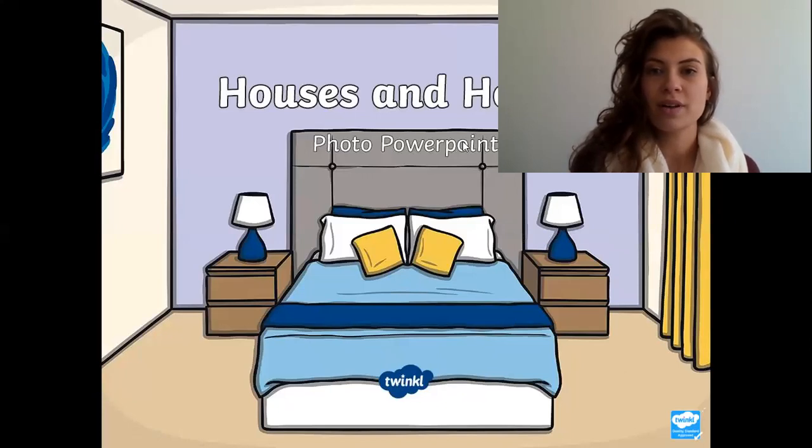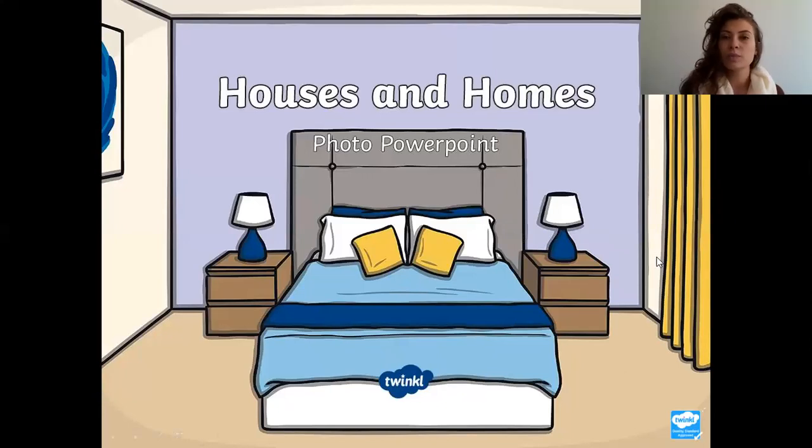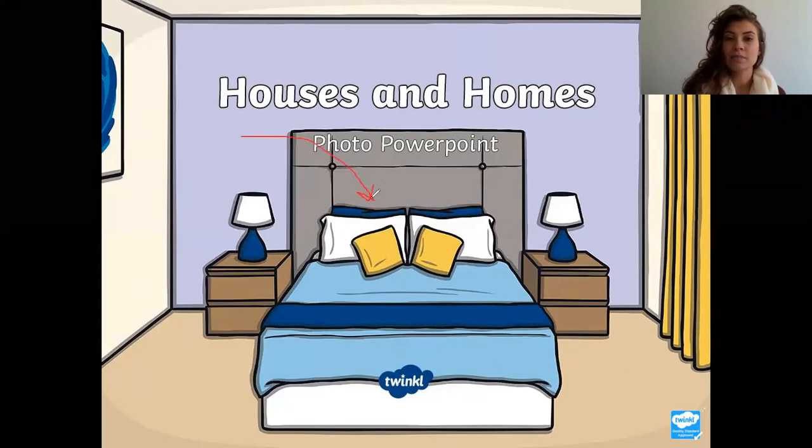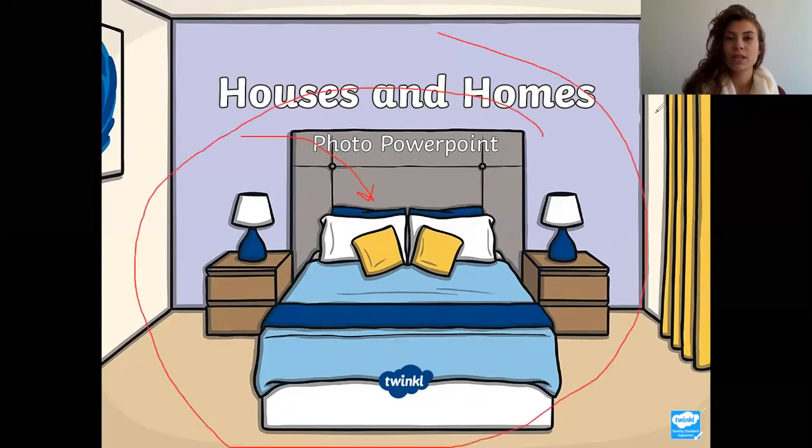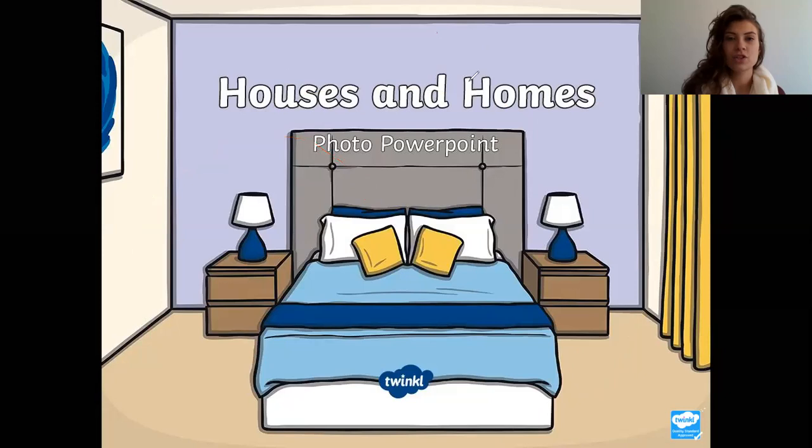So here we have houses and homes. Can you see here this room? What is the name of this room? That's the bedroom. And how do you know it? Yeah, that's true. We can find here the bed. So that's our bed. And that's the bedroom. This place here. Great job.